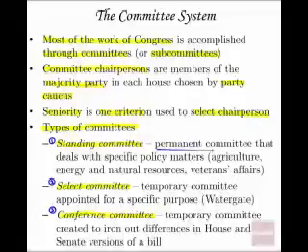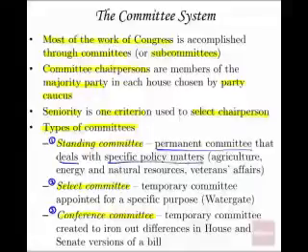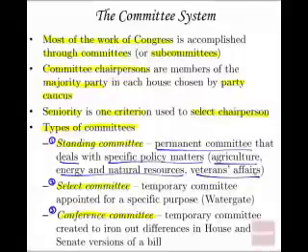So standing committees are permanent committees that deal with specific policy matters. For example, agriculture, energy and natural resources, and veteran affairs. Each member can be part of maybe 2 committees at most, and they sit on different subcommittees, and they're responsible for that.